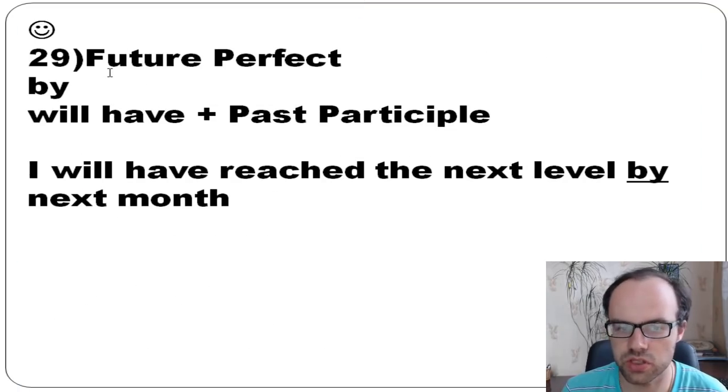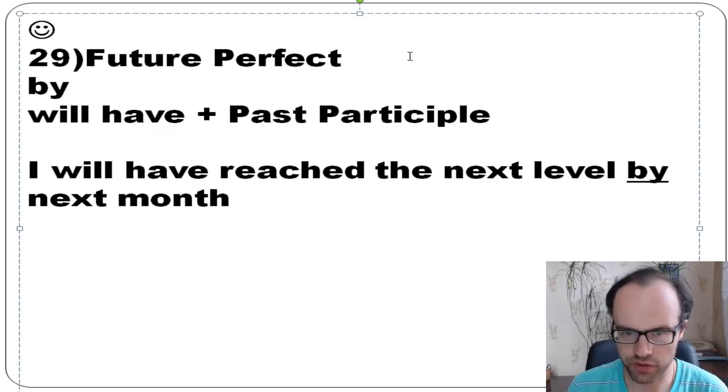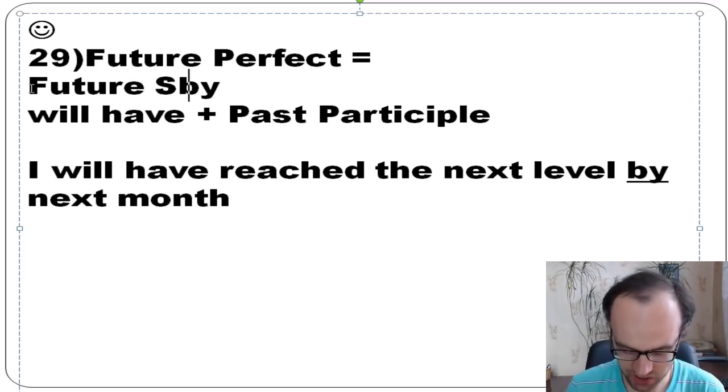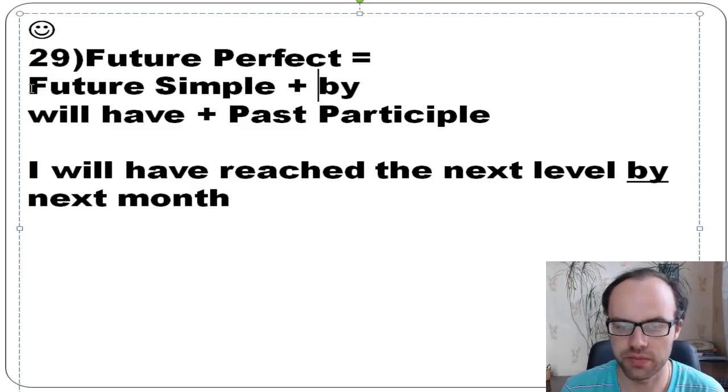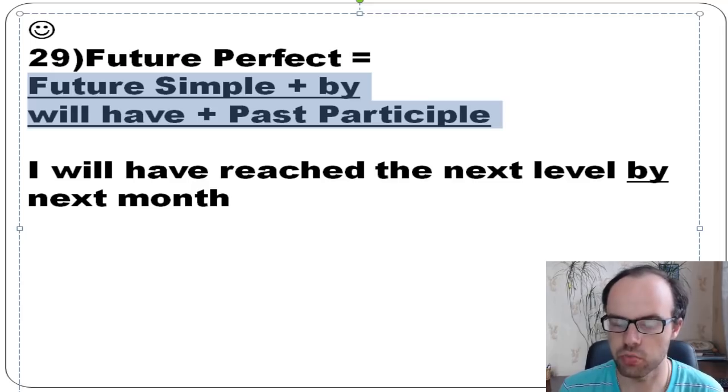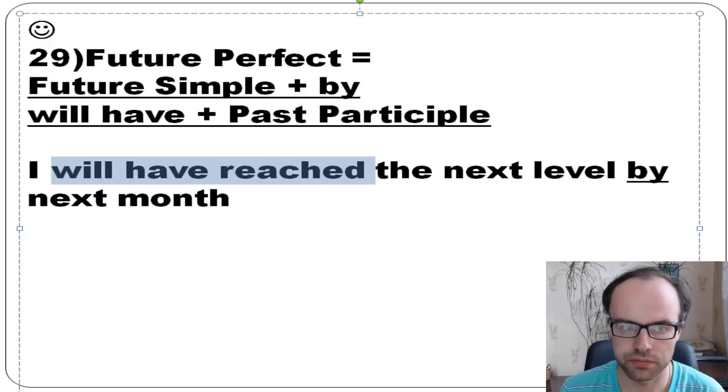Okay. So future perfect. It's very easy. So what is future perfect? Students often ask me. And sometimes I like saying so: it's future simple plus by. So if you are talking about the future and you need to use by, you need to use future perfect. How do we form it? We'll have plus past participle, okay? So I will have reached the next level by next month, okay?